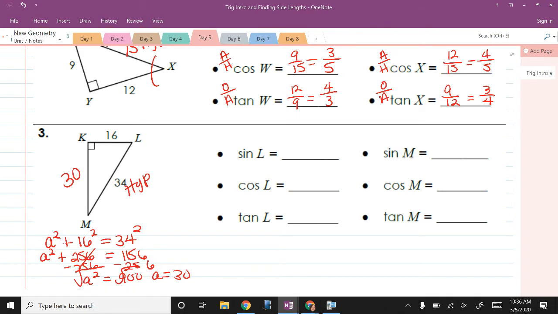This is a you try from now on, okay? So y'all finish the chart. Make sure you simplify your fractions if they can be simplified.